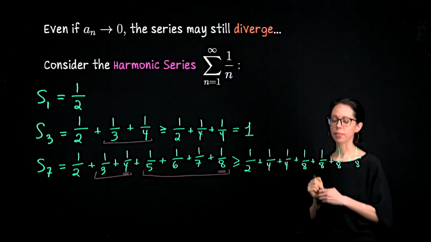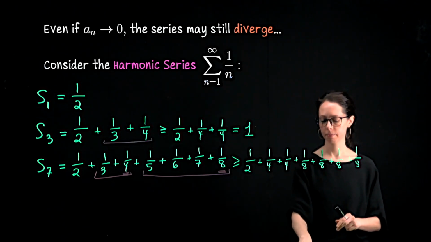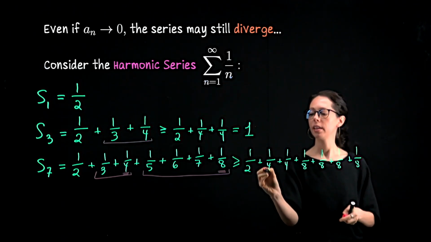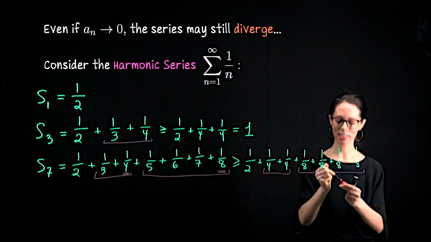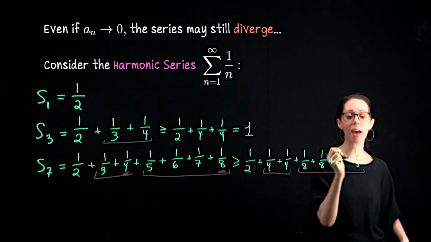And again, the nice thing about this is that together, this is a half, this is a half, and this is a half because we have 2/4 and 4/8. So overall, this is 3 halves.